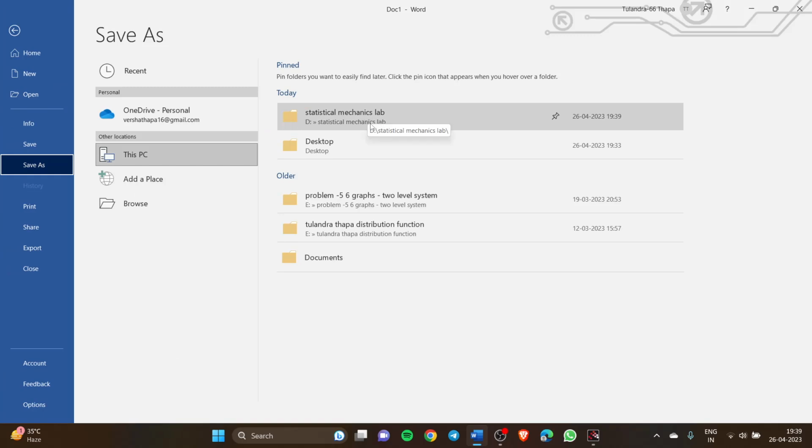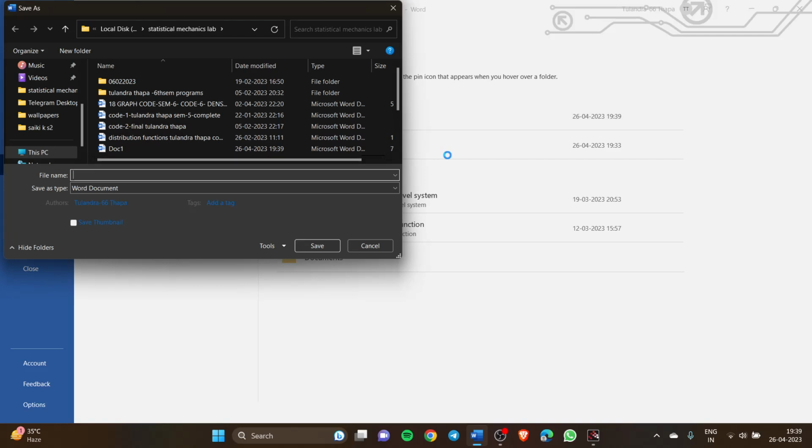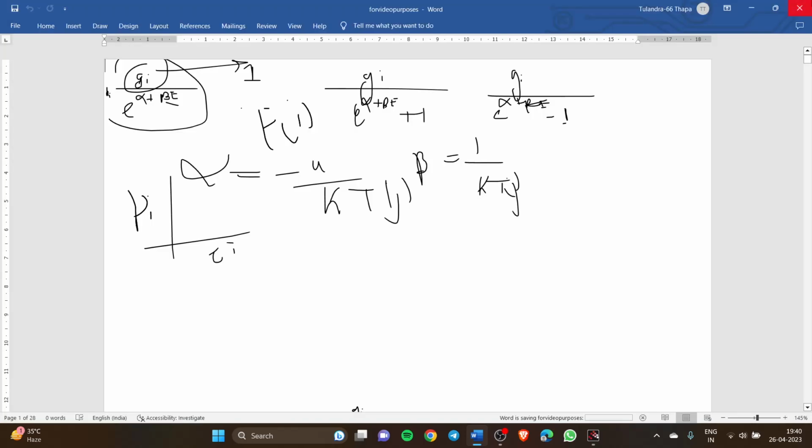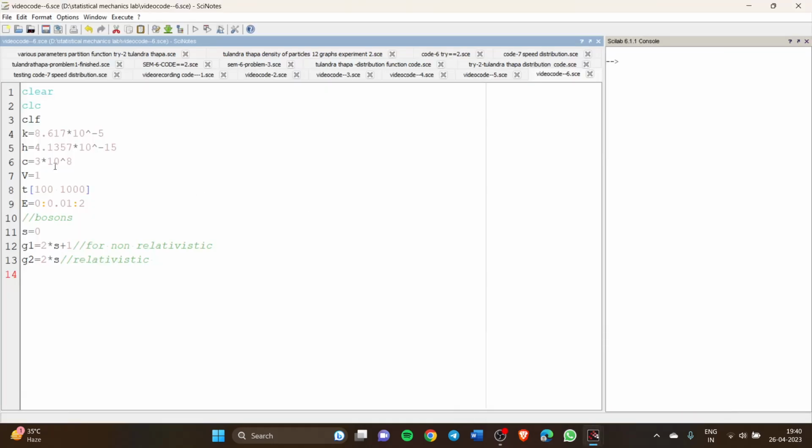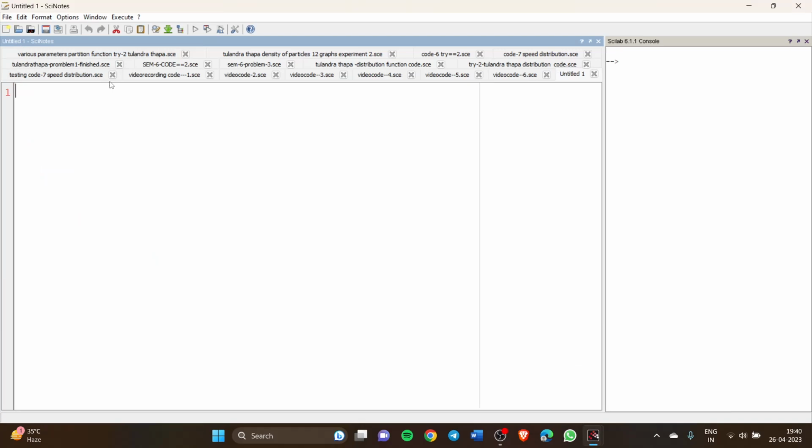So let us write file, save as, in Statistical Mechanics Labs. Let us name it for video purposes, so I don't accidentally forget it. So now let us again come back here. Now we will form the seventh code. This will be the last one.